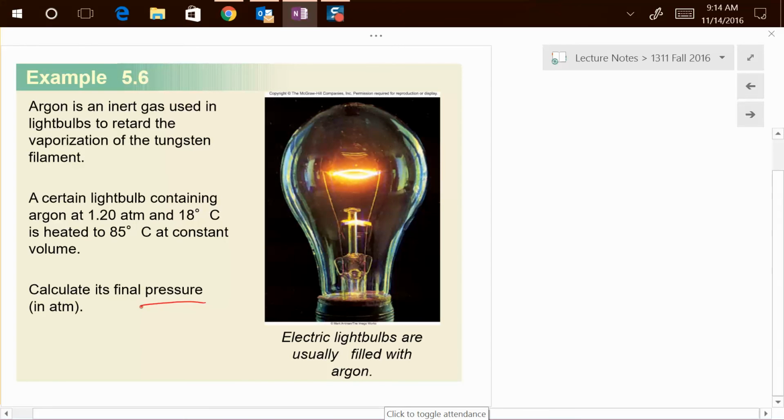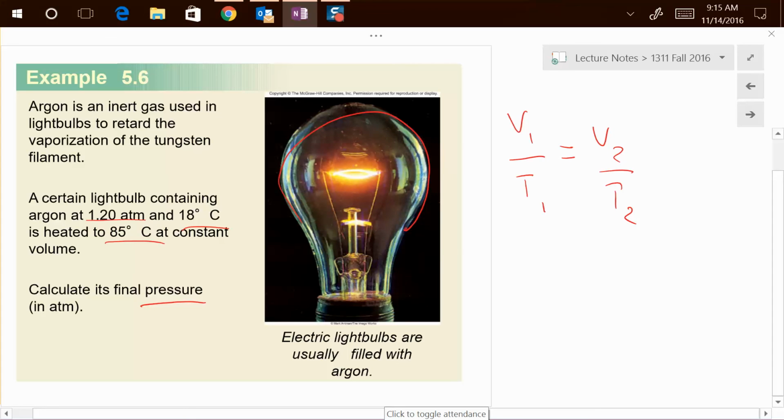Final pressure. Argon is an inert gas. A certain light bulb contains this much pressure of argon at 18 degrees Celsius and is heated to 85 degrees Celsius at constant volume. Calculate the final pressure. That's Charles. Well, Charles is V1 over T1 equals V2 over T2. Unfortunately, this light bulb doesn't change volume.